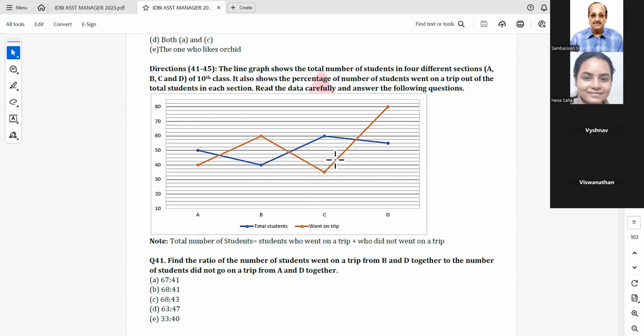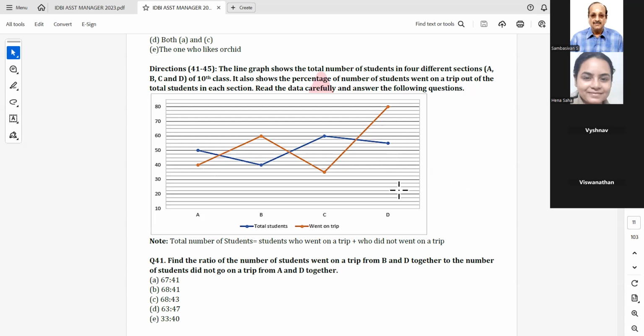This is what you have to find out. Finding that is an important thing. Then number of students in D is 55. Have you noted this, please? Vaishnav, can you tell me number of students in A? The number of students in A is 50. B is 40. Correct. C is 60. D is 55. Good. Now take down this point.